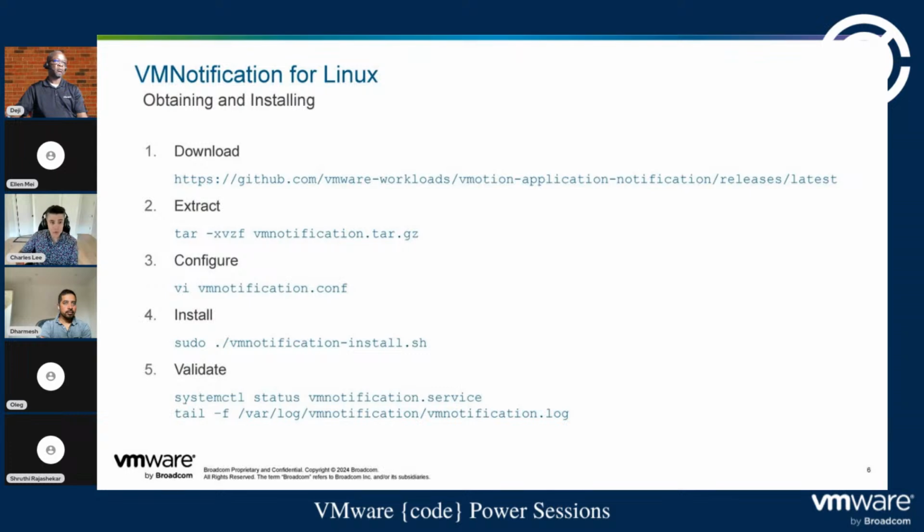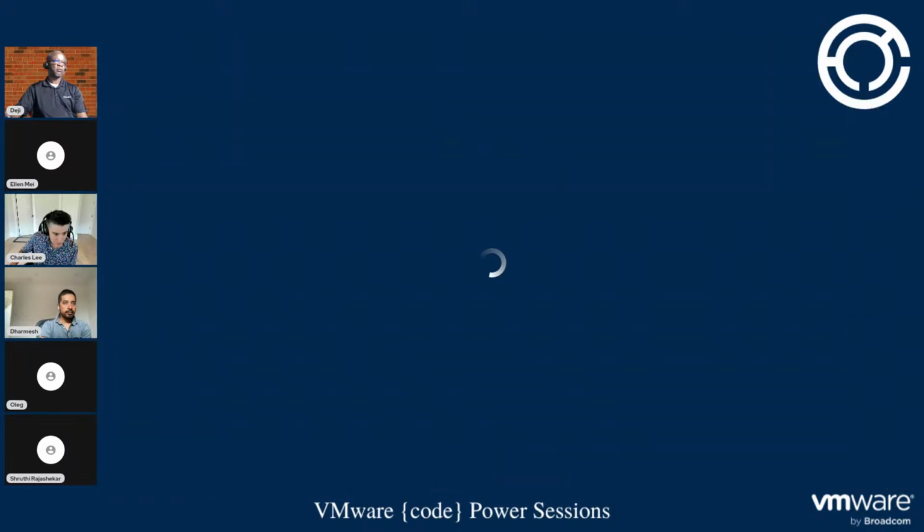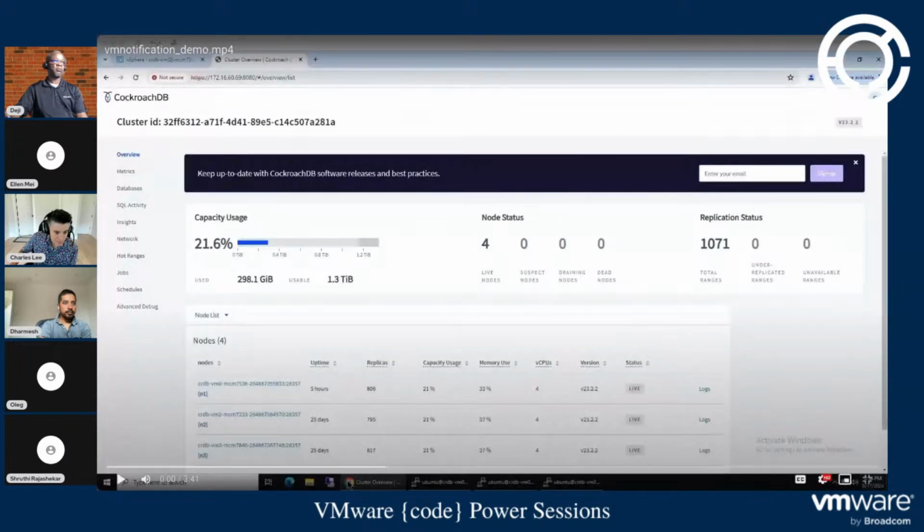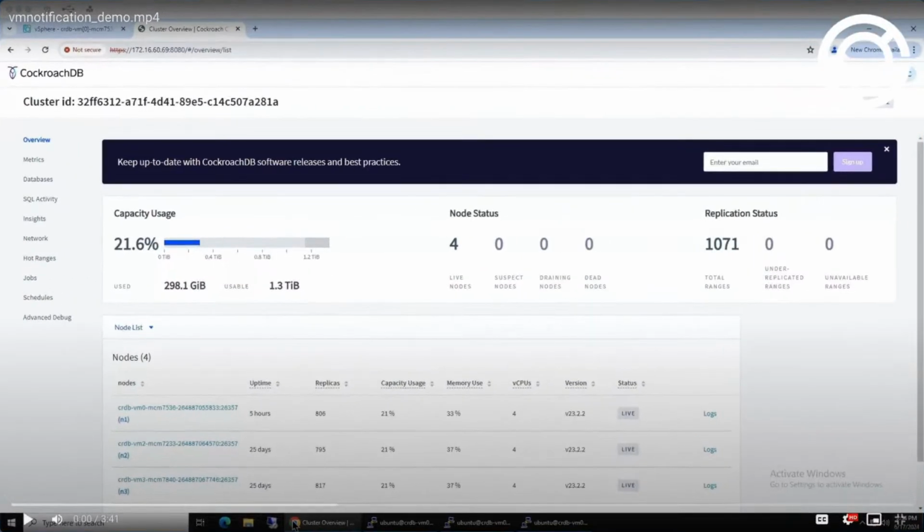So how does this all look with CockroachDB? I will give you a lovely demonstration. All right, perfect. So this is a demonstration of the vMotion notification service running for CockroachDB on a Linux cluster.